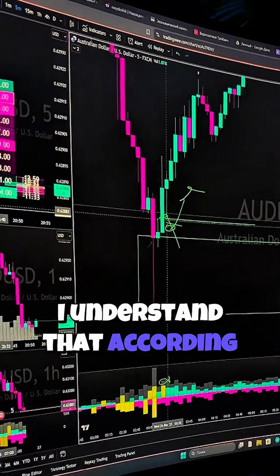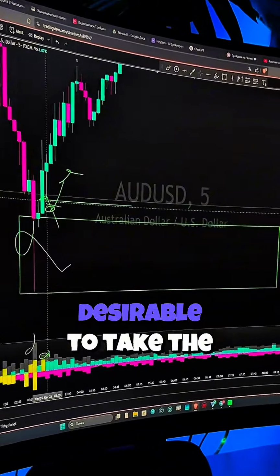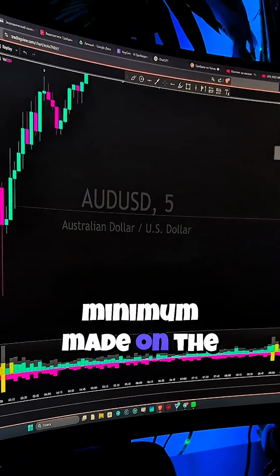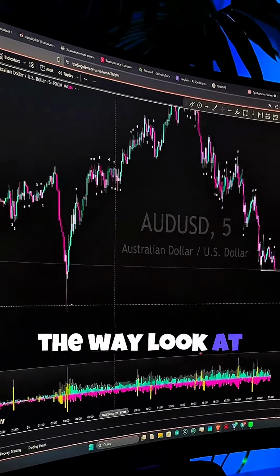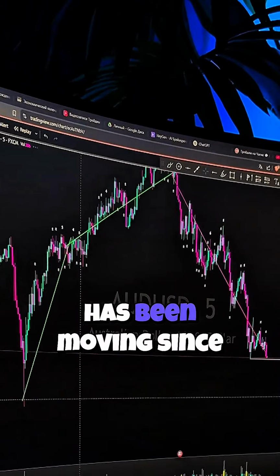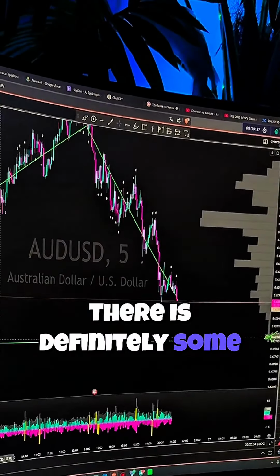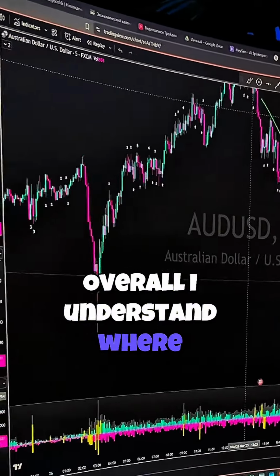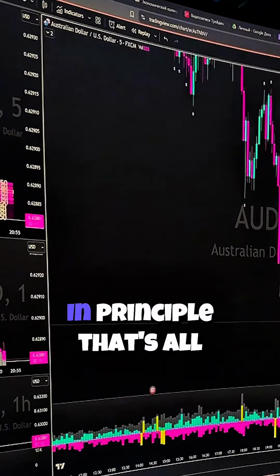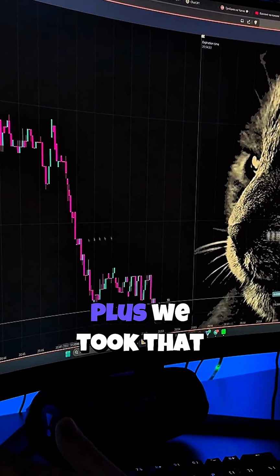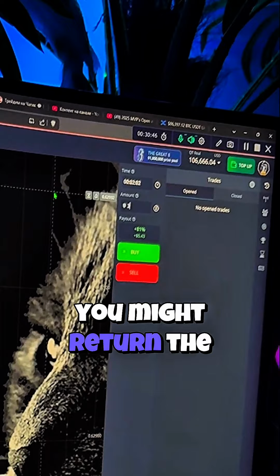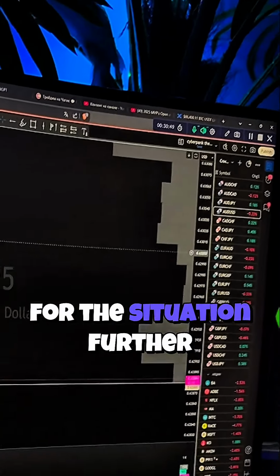Overall, I understand that according to the trend, of course, it would be desirable to take the main minimum made on the news, after which, by the way, look at how the price flew up and how long it has been moving since. There is definitely some buyer here. Overall, I understand where this movement is heading. In principle, that's all for the analysis. Plus, we took that the amount returned, and I'm going to look for the situation further.